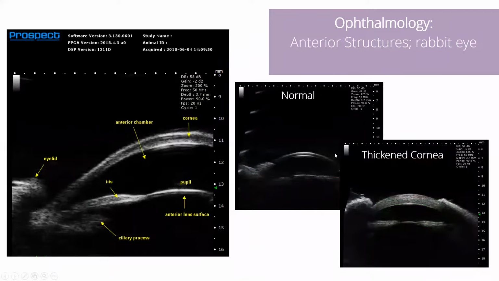And here we're looking at the rabbit eye and looking at thickening of the cornea as an example. So looking at the normal animal, and then when treated, which has a thickening of the cornea, different structures such as the iris and the lens surface, the ciliary process, all these different things can be imaged using the system if that's of interest to you in the work that you're doing.